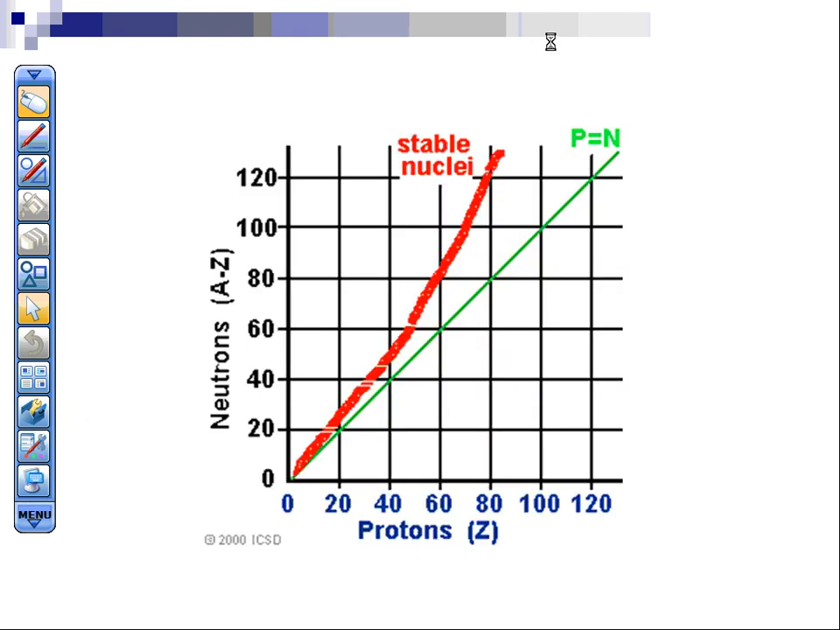This chart is just showing you the NP ratio. The green is where they have the same number. You can see these lower ones are very, very stable when they have the same number of protons and the same number of neutrons. But as they get to be larger, the red is called the stability, which shows how they're more stable. So they don't necessarily like 1-to-1. They actually like more neutrons than protons when they get to be larger atoms.